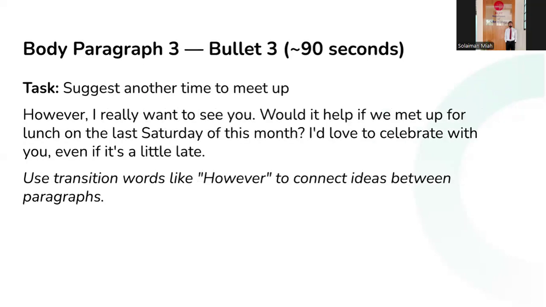For the last body paragraph, we need to address the third bullet point, suggesting another time to get together. Even though these are separate paragraphs, the ideas between them are often connected, so using transition words like however or that said is a great way to show that connection. A helpful phrase for proposing an alternative is, would it help if we, suggestion? It's collaborative and warm, so we could write, however, I really want to see you. Would it help if we met up for lunch on the last Saturday of this month? I'd love to celebrate with you, even if it's a little late.